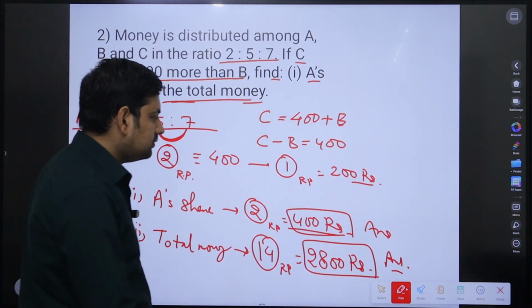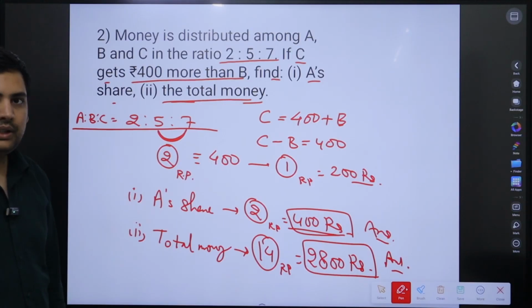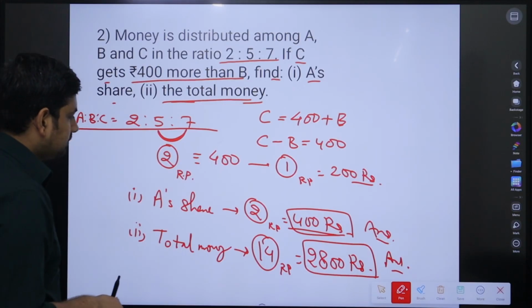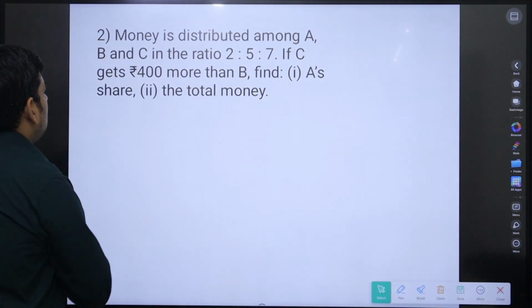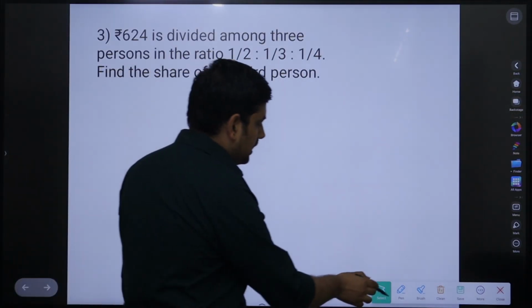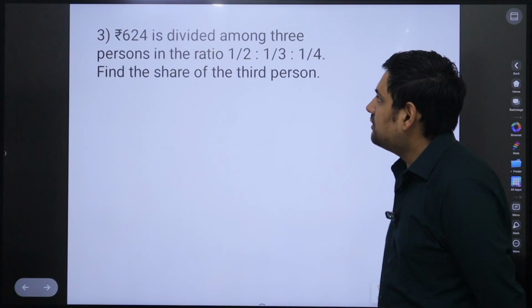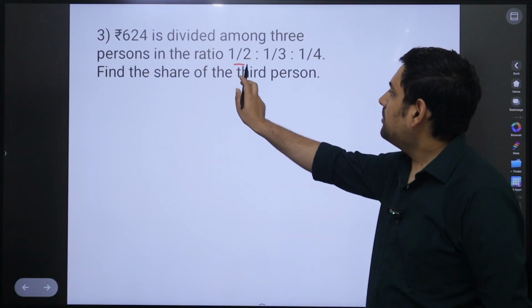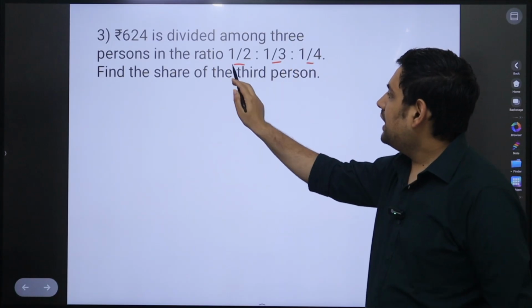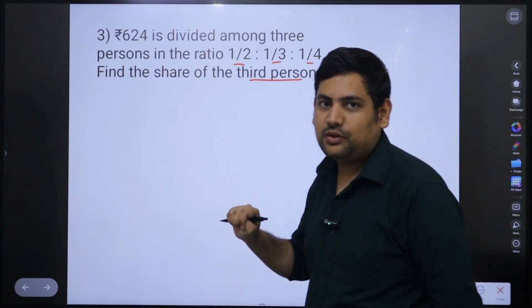Understood? Simple. This is how you have to think in terms of ratio points. Okay. Then let's do one more. Now it says rupees 624 is divided among 3 persons in the ratio 1/2, 1/3, 1/4. Find the share of the third person. Third person's share you have to find.